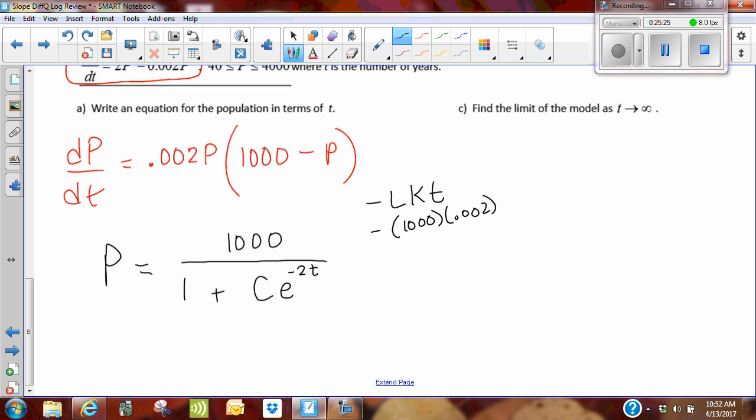Because if you plug in 0 and 24 and go to 0, I think 24 is what C ends up being, okay? But if you plug in 0 and 40 here and 0 here, you have to solve it to get that C value.